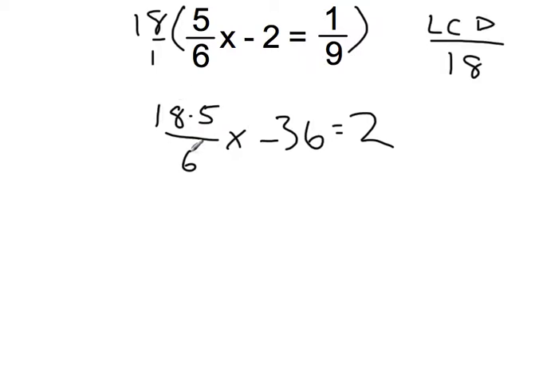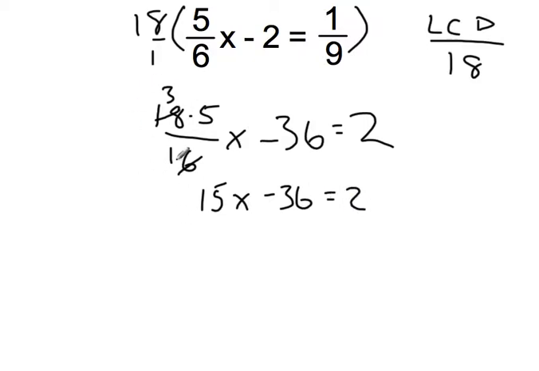All right, let's take care of this little guy right here. This is a fraction, and I can divide both the top and the bottom by 6. If I divide the bottom by 6, I just get 1. The top by 6, this becomes a 3. So what's 3 times 5? 15. This would be 15x minus 36 is equal to 2.